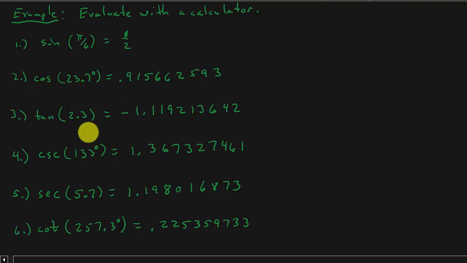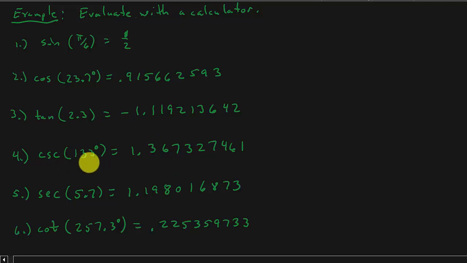Type in tangent 2.3. Now, on this one, you may have gotten it incorrect. And if you did, do you know why? The reason some students miss this one is because when they type in tangent of 2.3, they still have their calculator in degrees. For this one, your calculator would need to be in radians. Notice there's no degree symbol here, so that means it's in radians. So you would have to change your calculator to radian mode and then plug it in.